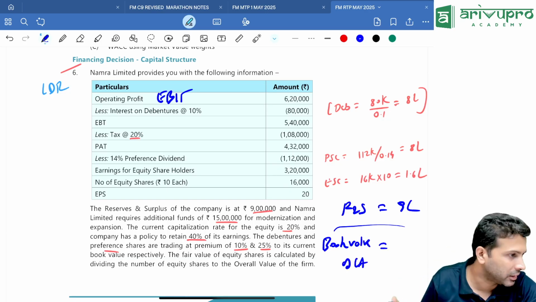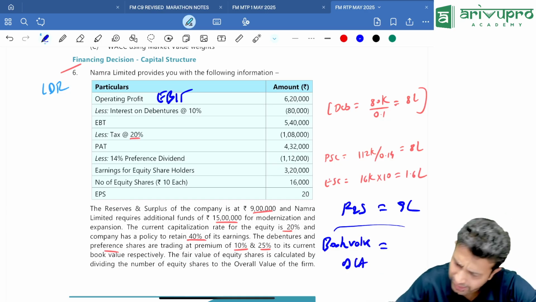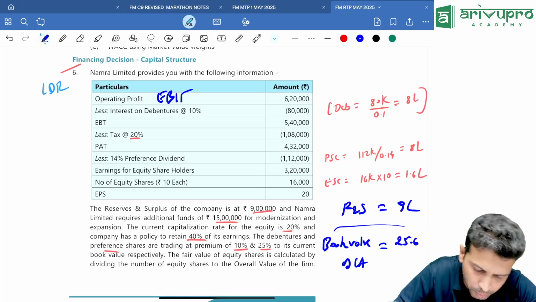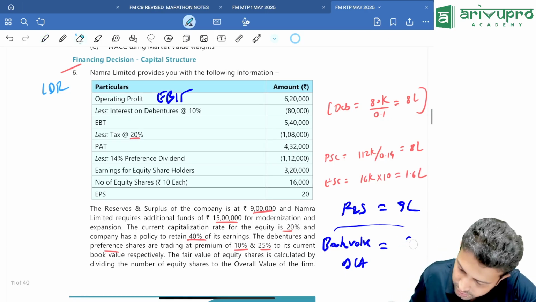Okay? All right. But hang on, let it be that. We will see if we need to add it or not. If you want, you can add also. 16 plus 9 is 25. 25 plus 1 is 26.6 lakh.